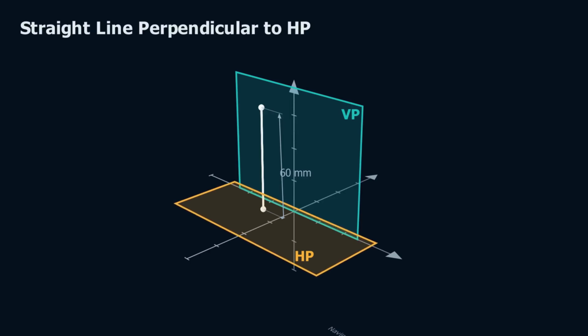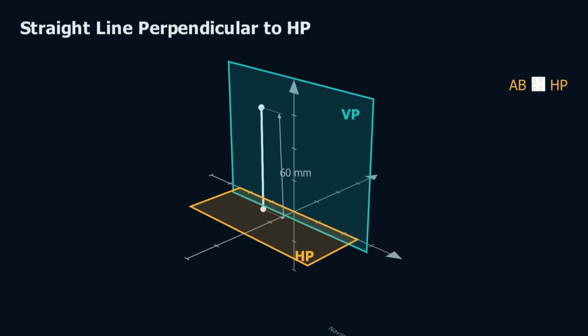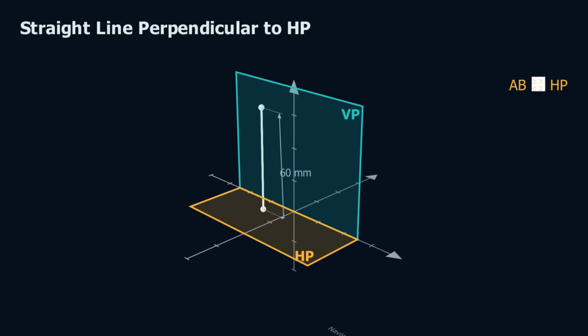Observe that the line stands vertically above the horizontal plane. Therefore, it is perpendicular to the horizontal plane. At the same time, the line remains parallel to the vertical plane because every point on the line is at the same perpendicular distance from the vertical plane. This is our second special position of a straight line. In the next scene, we shall construct its front view and top view.